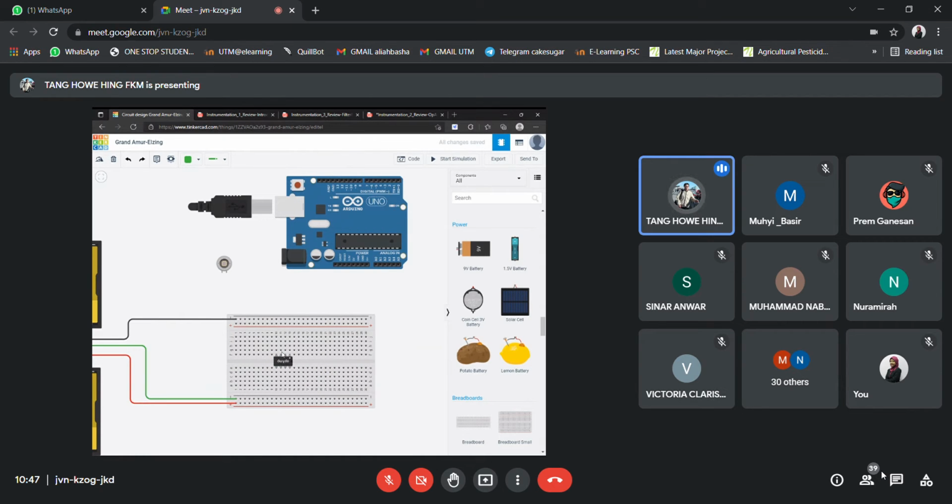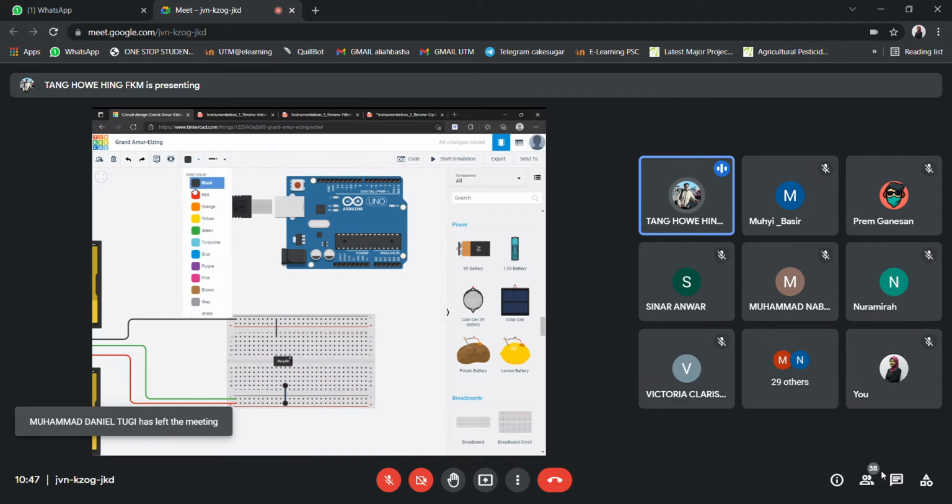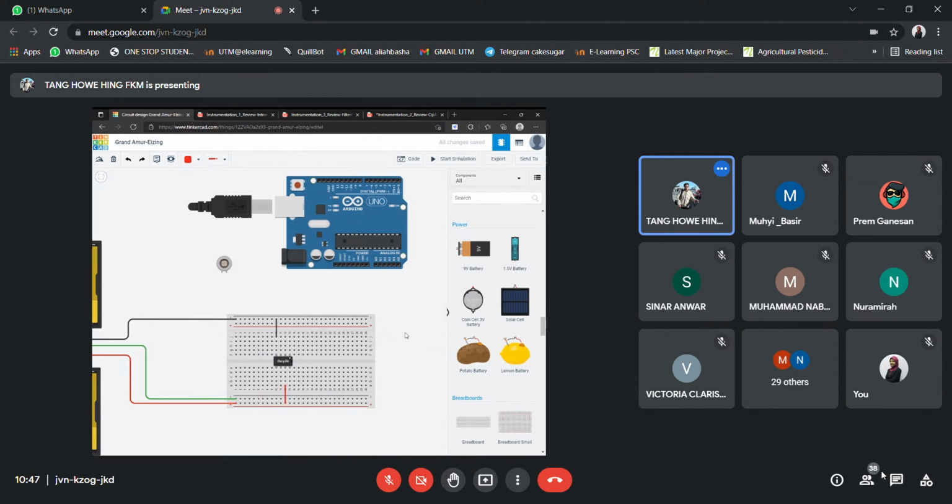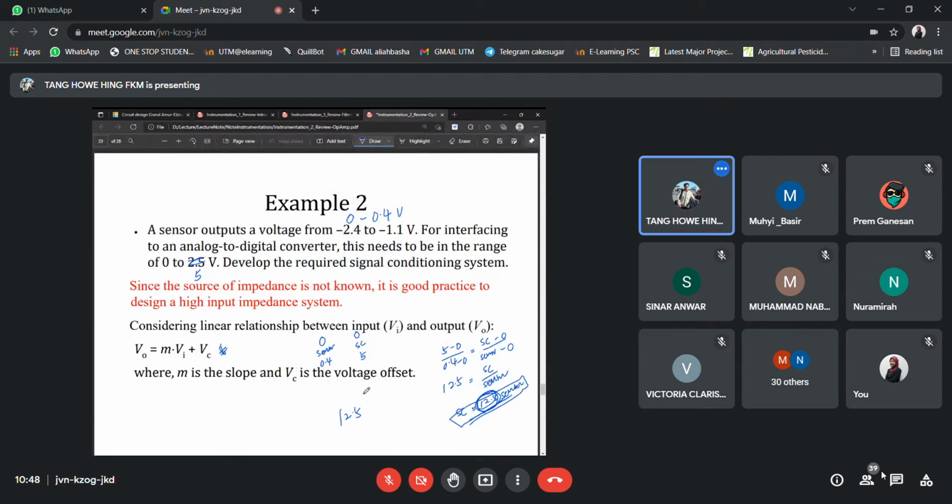And this is pin 1, 2, 3, 4. So pin number 4 needs to go to the negative power supply, and then pin number 7 goes to the positive power supply. We want to achieve an amplification gain of 12.5.